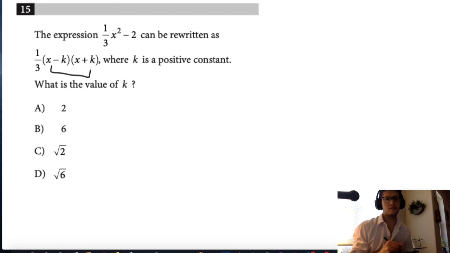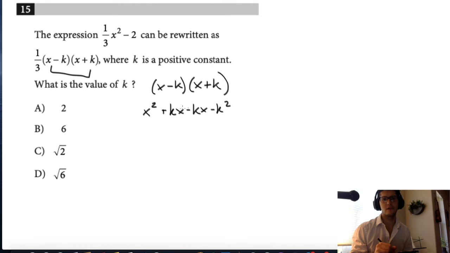I know that this is a difference of squares, right? So that's a really important idea on this test. So let's make sure we're cool with that. We should notice that when we FOIL this out, the outside term is positive kx and the inside is negative kx, and those will cancel. So we get x squared minus k squared. It's still multiplied by 1/3 though. So x squared minus k squared times 1/3, 1/3 x squared minus 1/3 k squared.